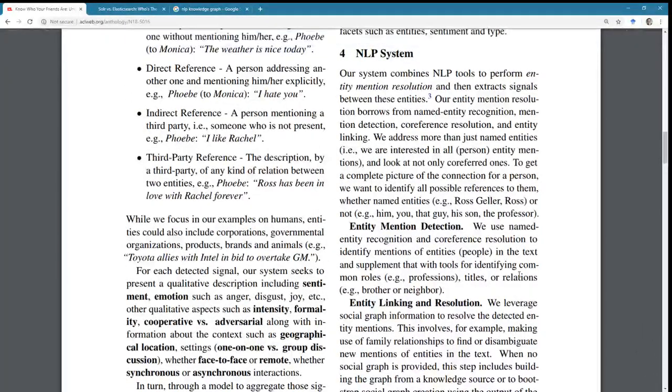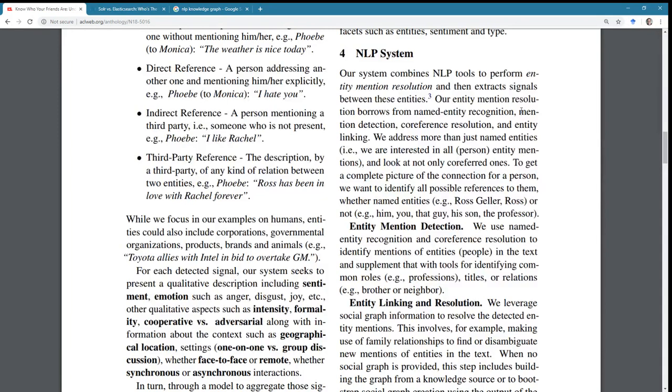Our system combines NLP tools to perform entity mention resolution and then extract signals between those entities. Okay, this is that anaphor resolution I was mentioning. So 10 out of 10, that's what I want to know that you are doing. Our entity mention resolution borrows from named entity recognition, mention detection, co-reference resolution, and entity linking. The only thing that I'm not familiar with here is mention detection.